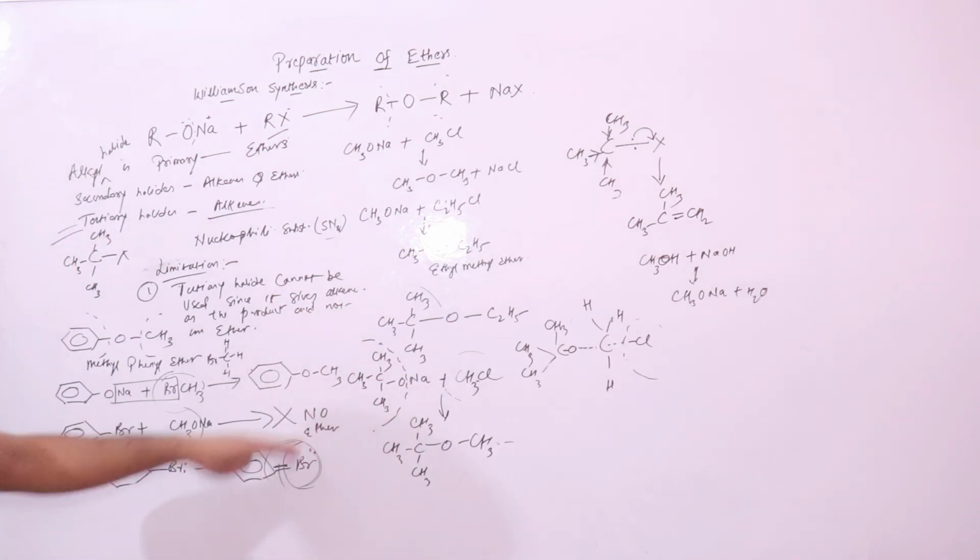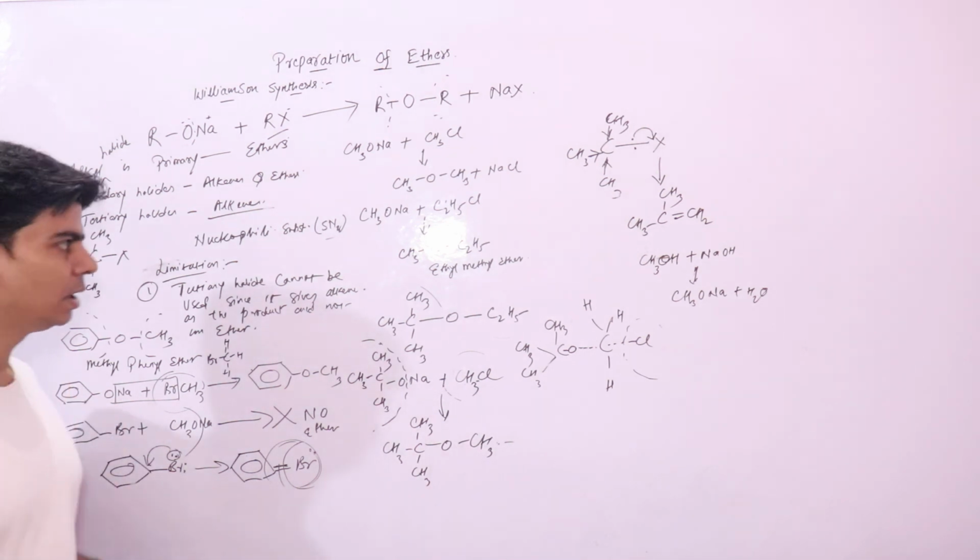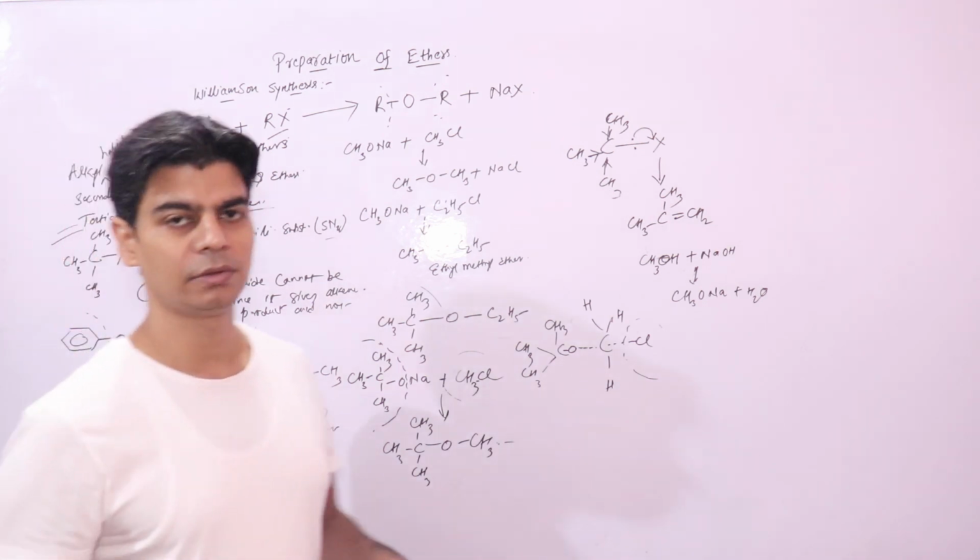In order to get this ether, this phenyl group should come from sodium phenoxide, right, not from phenyl bromide. Just understand this concept, right? I hope all this is clear. This is a very important reaction. Thanks.